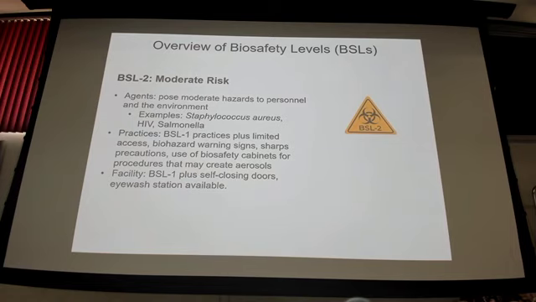At this point, you would be using biosafety cabinets, which have directed airflow for your work. Self-closing doors if possible, so you don't have to handle them with your hands. And then eye wash stations would be available.